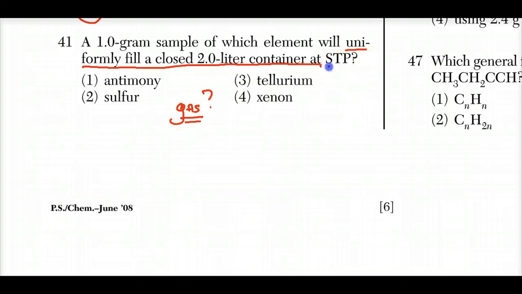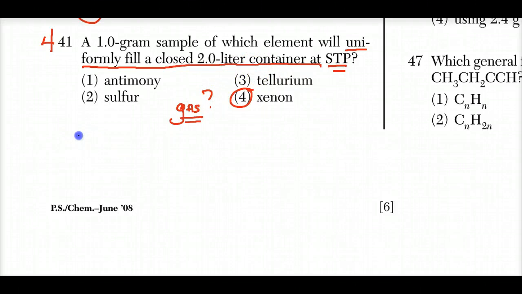So at standard temperature and pressure, which is the phases that you learn about elements, which one's a gas? We have sulfur, tellurium, xenon, and antimony. Now xenon is going to be your answer and it's choice 4. And you should know who your gases are on the periodic table. Before we get to that, you should know why it's a gas.